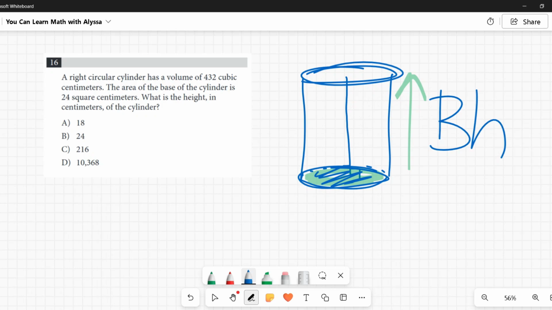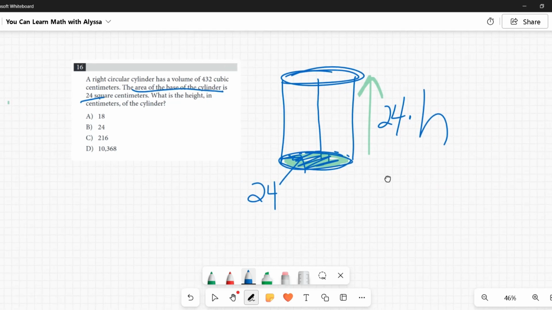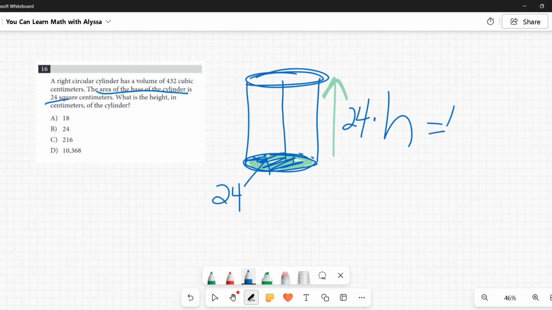Now they're telling us that the area of the base of the cylinder is 24 square meters. So the area here is 24, and I'm going to replace that in my formula: 24 times this giant letter H, the height. And that equals my volume, which they told us was 432 cubic centimeters. What is the height?